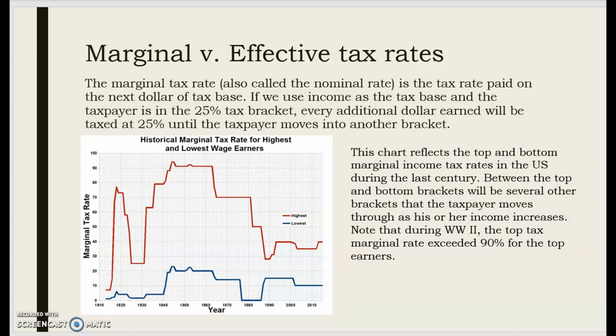almost the end of the Vietnam War. Then it was dropped down to 70% as the maximum rate. Reagan came into office and dropped the maximum rate down to about 50%, and then still lower down to under 30%.